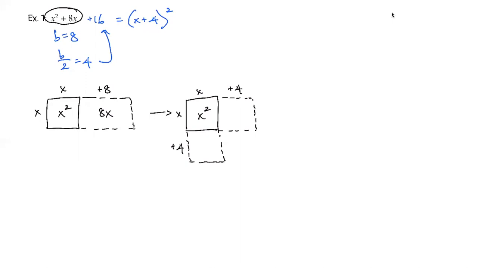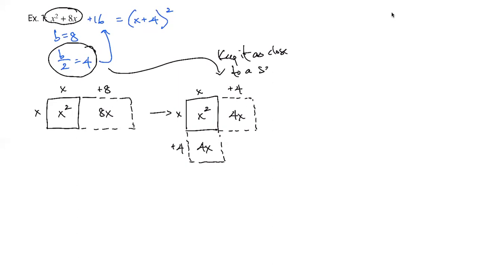So I think you would all buy that 8 is 4 plus 4. Or this box would be 4x, this one would be 4x, and that's equal to x squared plus 8x. So when we're thinking complete the square, the reason why we cut it in half is so that we can keep it as close to a square as possible.